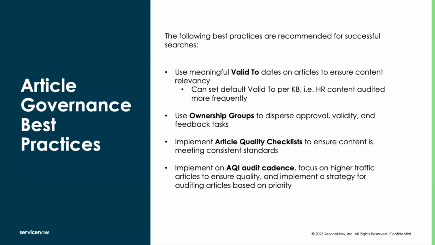And you can also use the article quality checklist in an auditing cadence. If you're publishing it for the first time, it goes to that checklist. But let's say you have really high traffic articles that may even be customer facing or HR facing, or just really important articles. You can implement an audit cadence on those to ensure that those articles are consistently meeting those AQI checklist standards.